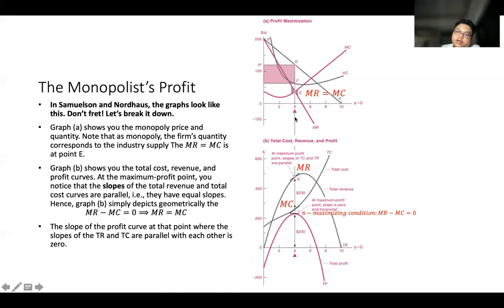Now there's an arrow here. This shows you the comparison from the demand curve and marginal cost curves that we've shown earlier, comparing it to how the marginal revenue, marginal cost, and total profit curves would look. How would they correspond to each other?